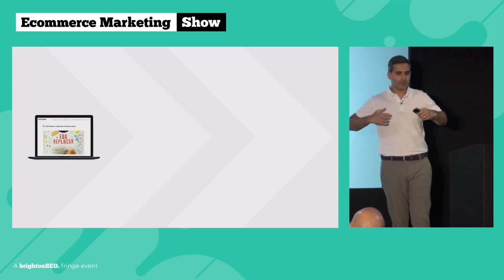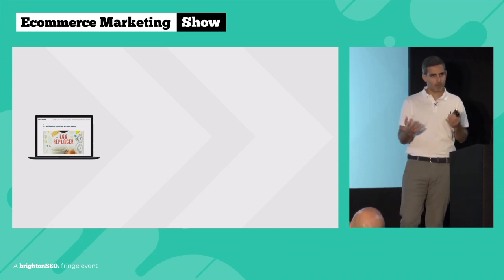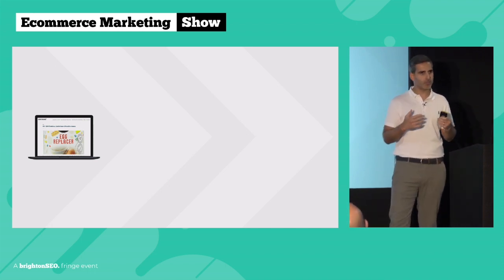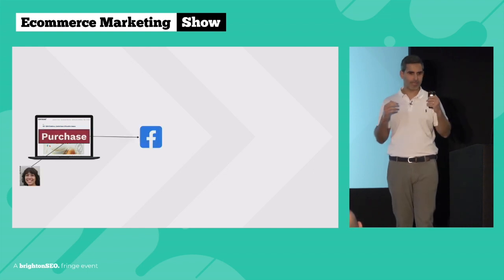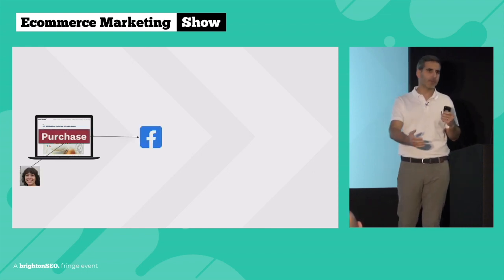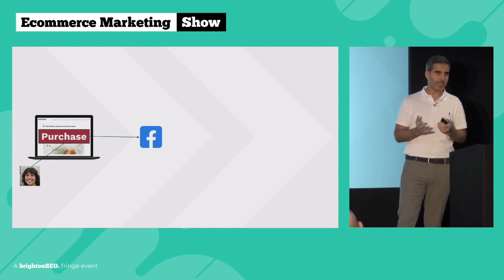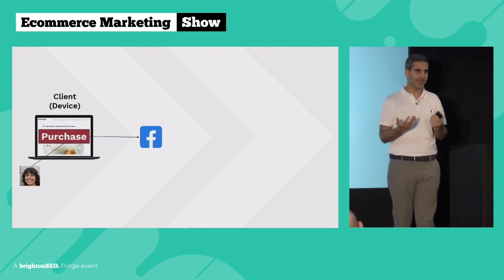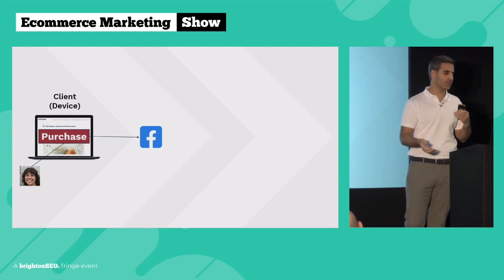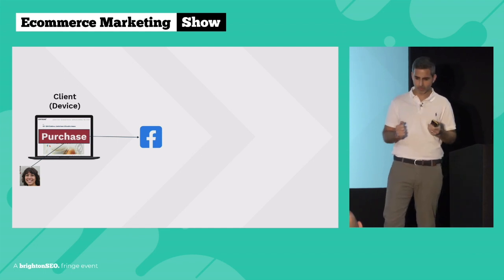So if you think about our traditional use case, our browser and our website. When someone visits your website, in our previous example, someone came onto the site, made a purchase, and information was being sent over to Facebook. This, where everything happens, is the browser, which is known as the client. Essentially, the device being used. It could be a browser of some sort.